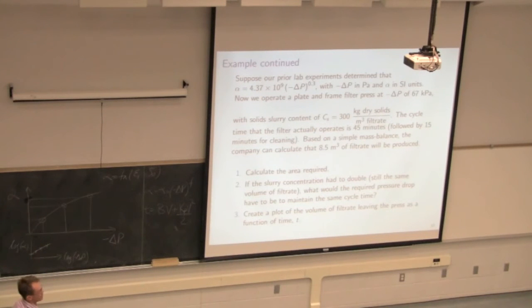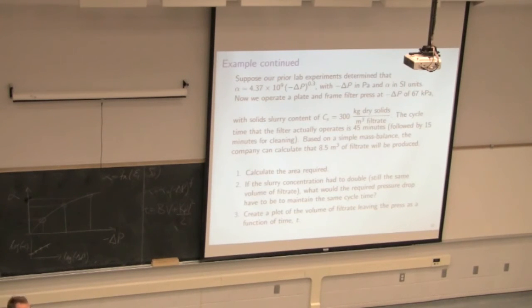We've done that lab experiment that we looked at there earlier, and let's say we've determined that alpha is some alpha naught, there's alpha naught, multiplied by the pressure drop raised to the power of 0.3. So F is 0.3 in this instance. So that tells me how alpha changes at different pressures. Delta P is in pascals and alpha is in the regular SI units.